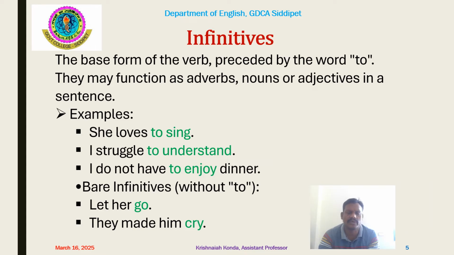An infinitive is the base form of the verb preceded by the word to. They may function as adverbs, nouns, or adjectives in a sentence. For example, to sing, to understand, to enjoy are infinitives. Sometimes we also use bare infinitives without to, like go and cry, after verbs like let or make.